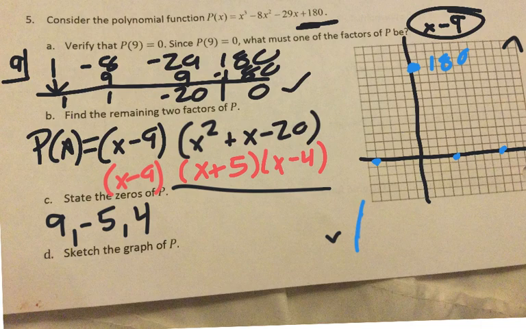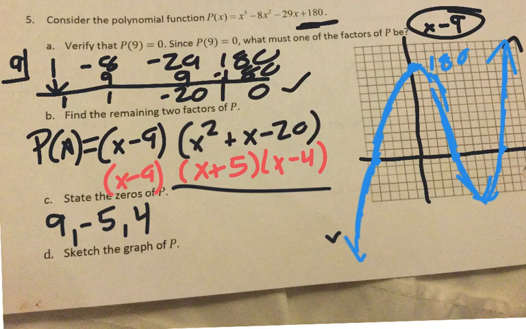So the graph would start down here. It's going to cross here because it's a multiplicity of 1. Then it has to come up here and then start going down. Cross again, multiplicity of 1. Then it has to start back up. Is this exactly what the graph looks like? Probably not. But this is a possible solution, a possible graph. And it's got all the key characteristics.